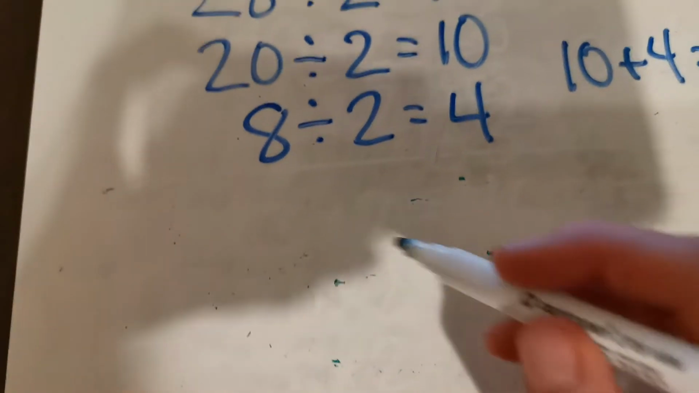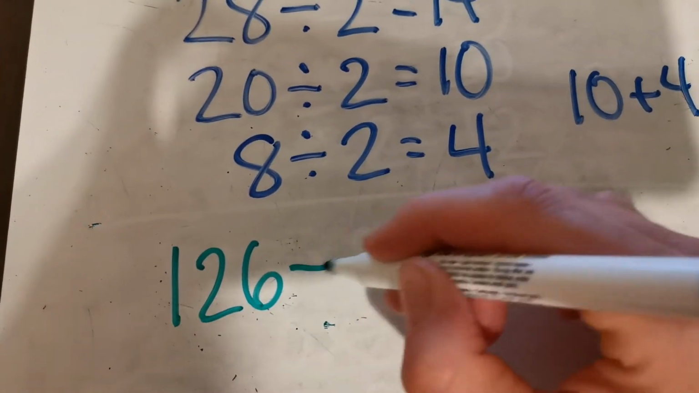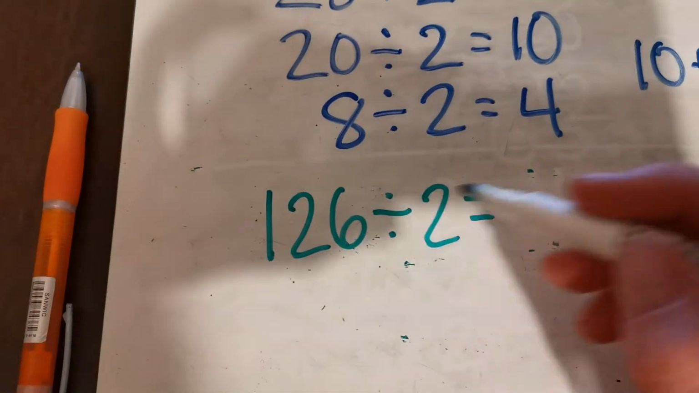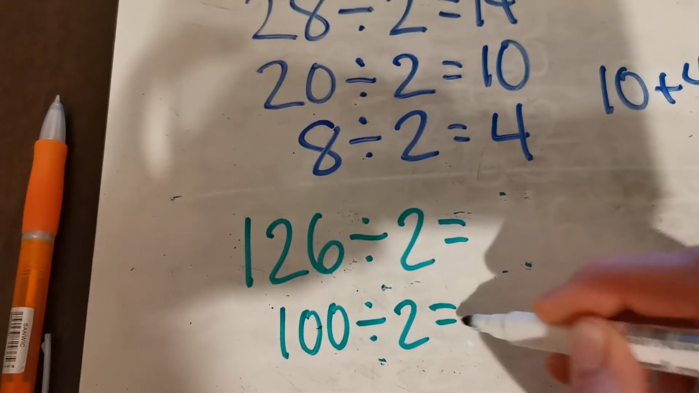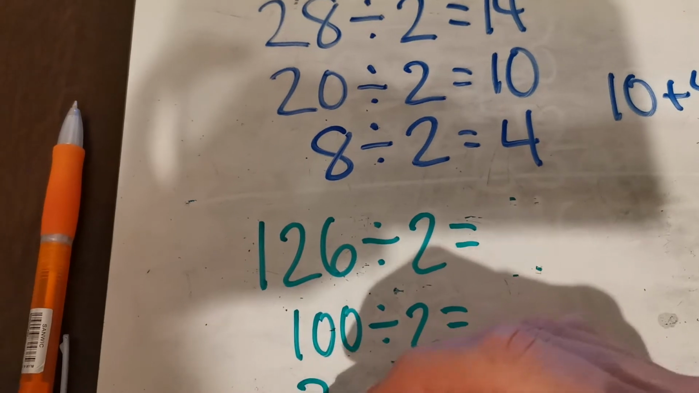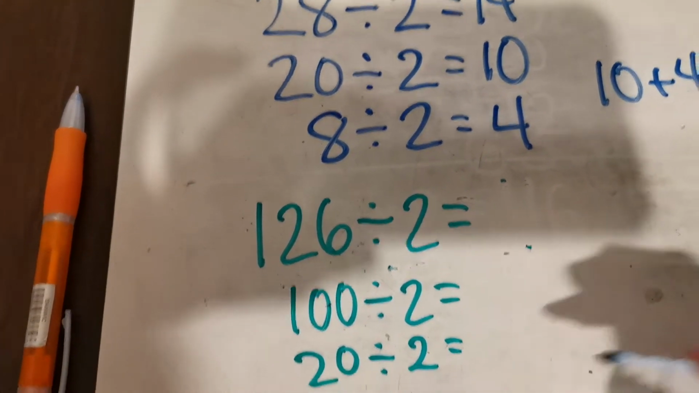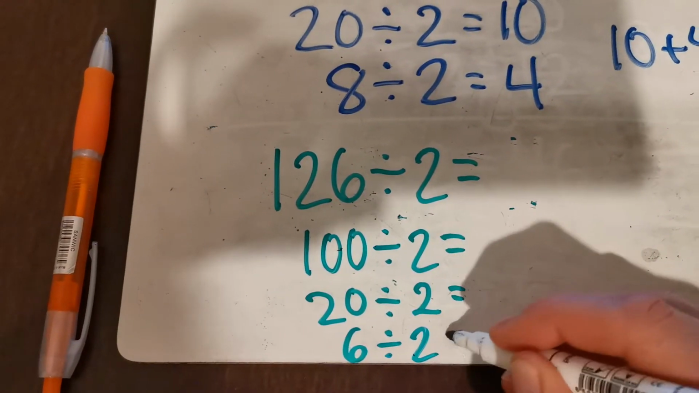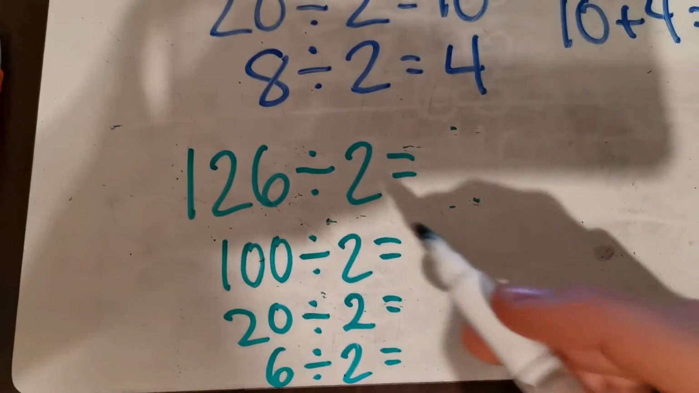Let's take a look at that one by partitioning. 126 divided by 2 equals. I don't have a lot of space here, so I'm going to have to make it smaller. Let's start with the hundreds now, because now we have hundreds divided by 2. Then our tens, so 20 divided by 2. And our ones, 6 divided by 2. So we're just breaking it down as we've done with lots of our operations.